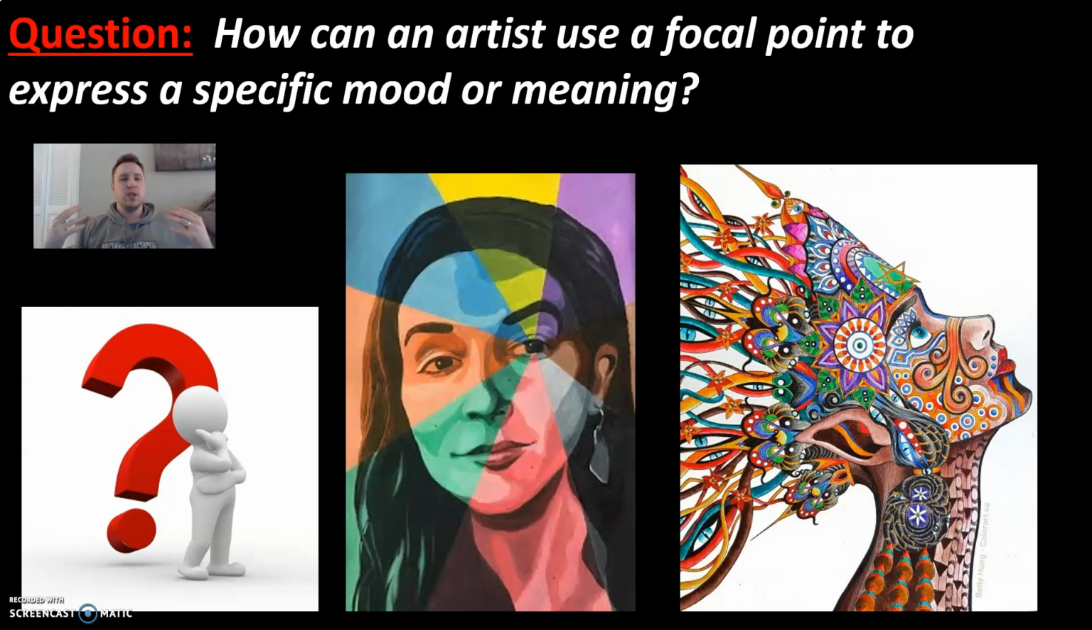But to basically answer that question, artists use focal points to express a specific mood or meaning by making the focal point the key subject or the key meaning. So you want to use color or line details to draw your eye to that specific subject to help clarify the meaning. Because if I was, for example, trying to show the emotion of anger and I had my focal point of someone smiling and being happy, that wouldn't make too much sense because we want the viewer to look directly to the subject that shows the anger.